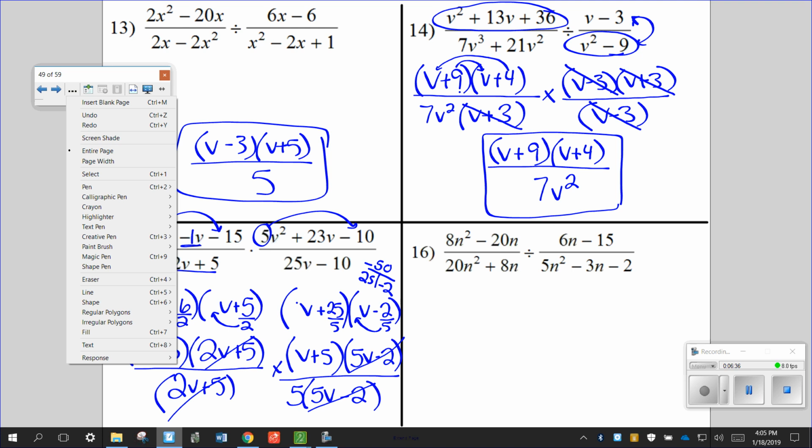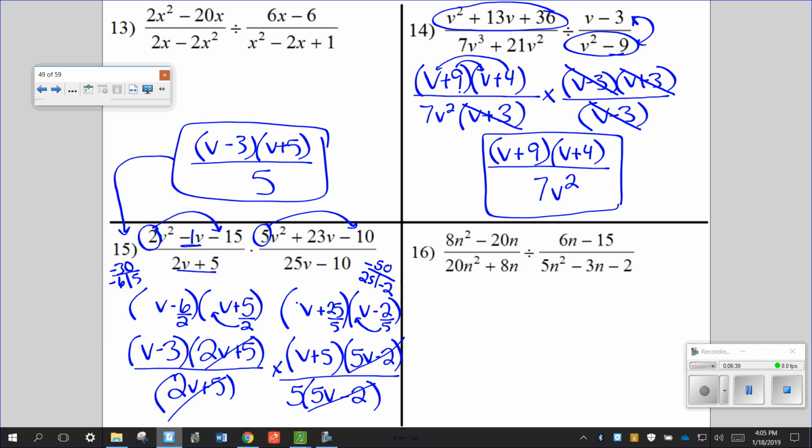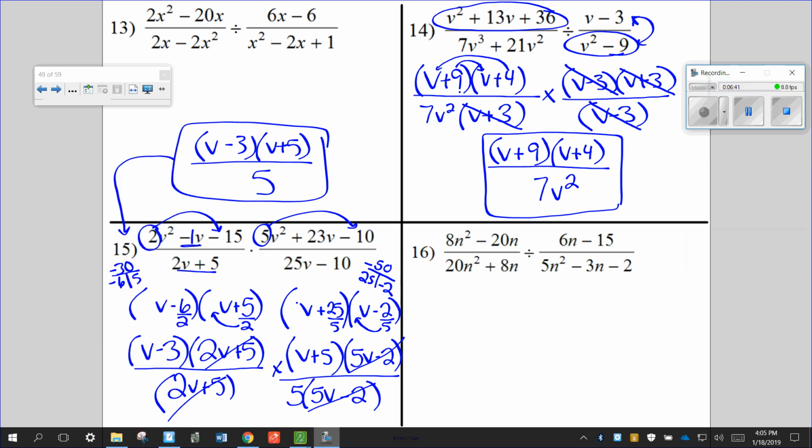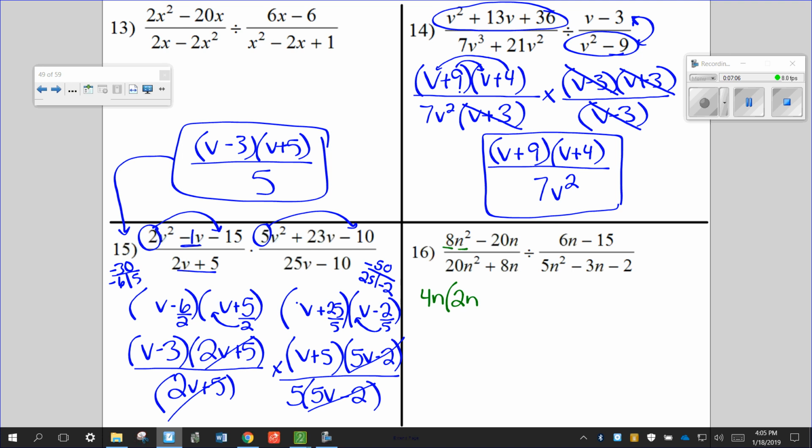Alright, last one. Color switch. Number 16. Okay, number 16. What can I factor out of the numerator? I have greatest common factor. Let's see, 8 can divide by 4 and so can 20, so let's try that. I'll divide that by 4, and then they both have an n as well, so 4n. That leaves me with a 2n in here. So 4 times 4 gets me the 8, n times n gets me the n squared. Minus 4 times what gives me 20n? That's a 5.